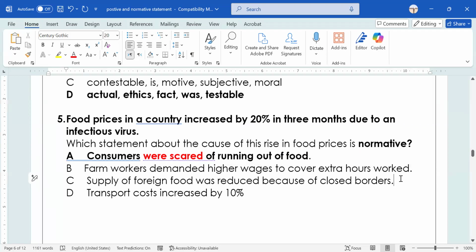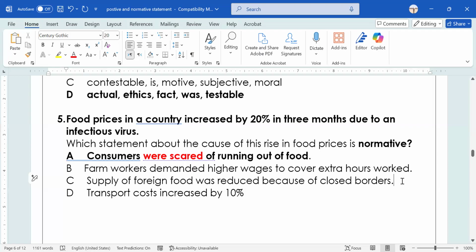Okay, letter C. Supply of foreign food was reduced because of closed border. This is an example of a positive statement under cause and effect. Why do you think that the supply of foreign food was reduced? It's because the borders are closed. So there is a cause and effect statement, and it can be tested using trade and border data. So there will be evidence for letter C.